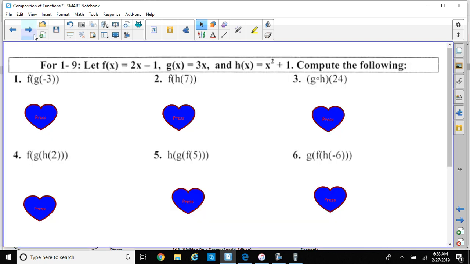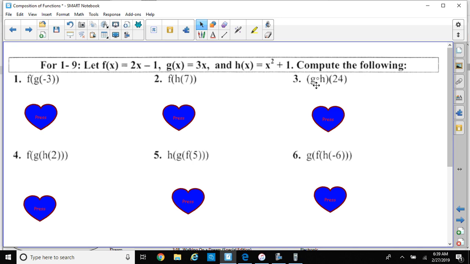Here's a handout that I plan on giving you for homework, and it has some good functions. Here's part of it. So for this function f of x, this function g of x, this function h of x, here we got a bunch of them we got to compute. So let's take a look at what we got here. I noticed we got some negatives like we just did, and now we have this one. We haven't done this yet.